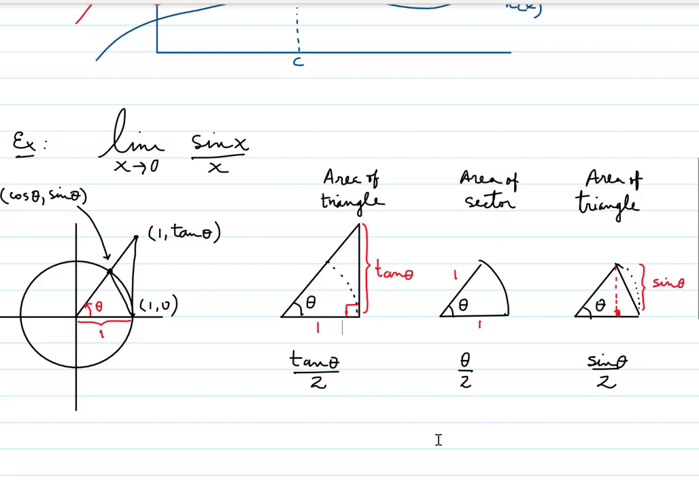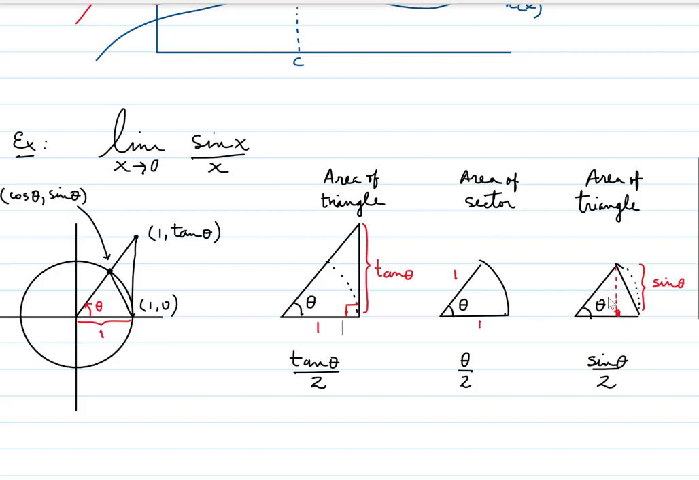Now the area of the sector, there's a nice formula for it, is 1/2 the radius squared times the central angle. Well, the radius is 1, so 1 squared is 1. One half times the angle times 1 would be theta over 2, right? So whatever the angle is, that's the central angle, and that would be the area of this sector.